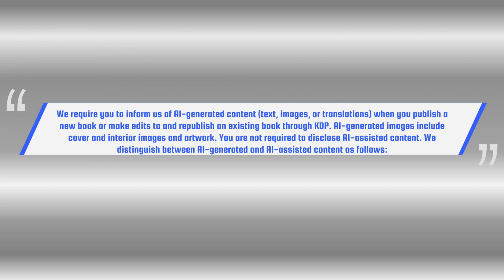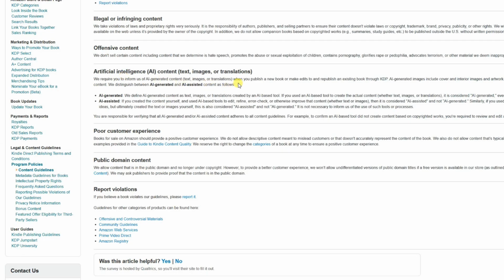You are not required to disclose AI-assisted content. We distinguish between AI-generated and AI-assisted content as follows. So if you're using AI to assist you in your content, you're not required to disclose that information. It's only when you use AI-generated content to create your book. And this is outlined further below.